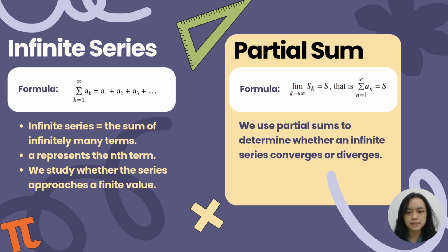To study an infinite series, mathematicians do not look at all the terms at once. Instead, they add the terms little by little. This is called a partial sum. By observing how this partial sum changes as more terms are added, we can decide whether the series approaches a fixed value or keeps growing without a limit. This idea is the foundation of all the convergence tests that we will learn later.